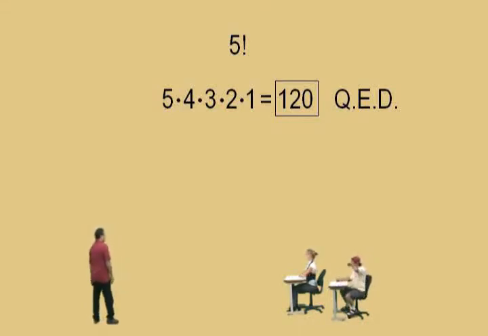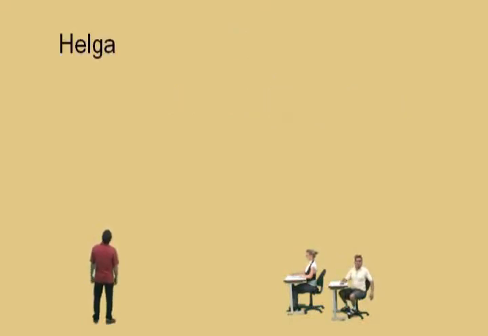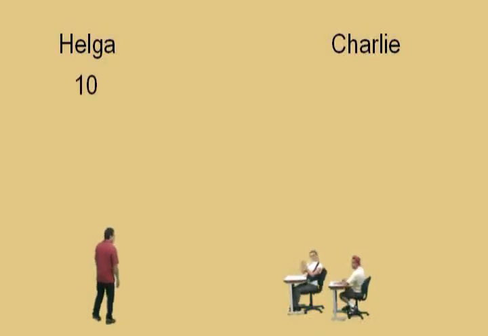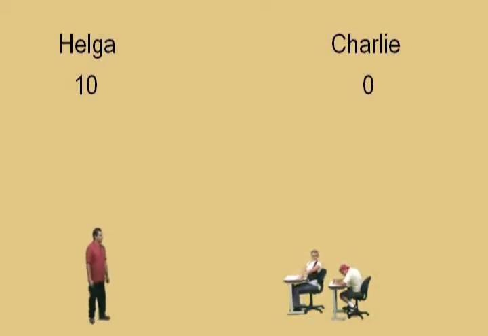Okay, I'm afraid to see your score. Okay, let's see what's going on here. Let's see what Helga and Charlie's scores are. Here we go. A 10 for Helga. Very nice, a perfect score. Wow. Okay, let's see what Charlie got. Oh my. Looks like you've got some catching up to do, Charlie.